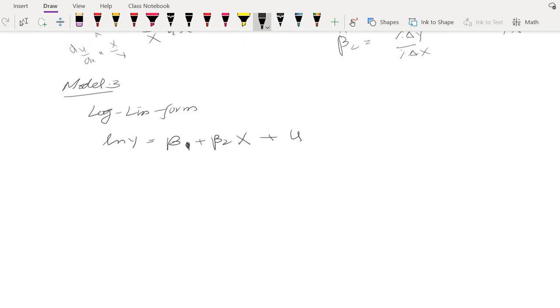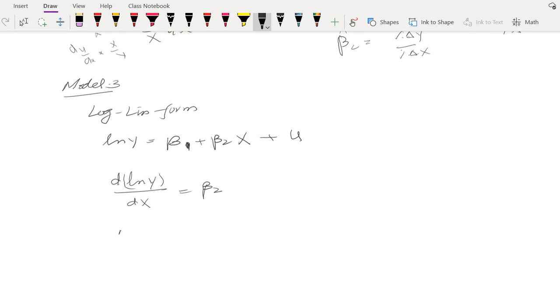Now you can look at model number 3, which is the log lin form, and this is log of y equals beta 1 plus beta 2x plus u. So you can see that log y is given in terms of log, whereas x is given as a linear number. If I differentiate this equation with respect to x, the derivative of log of y over d of x is nothing but beta 2. So whenever we take the derivative of a logarithmic term, that shows the relative change.